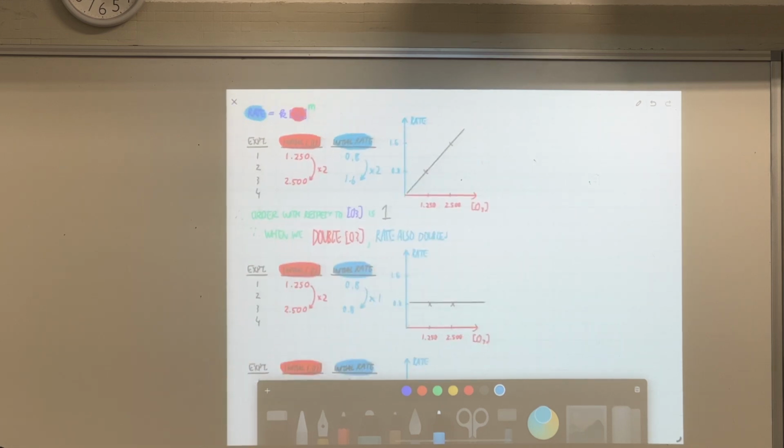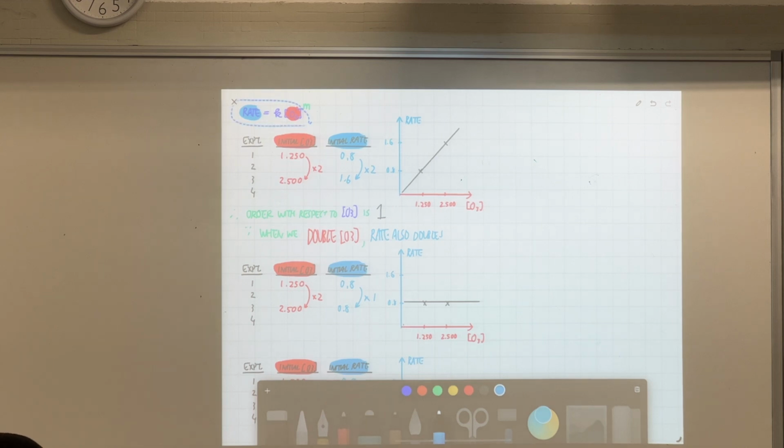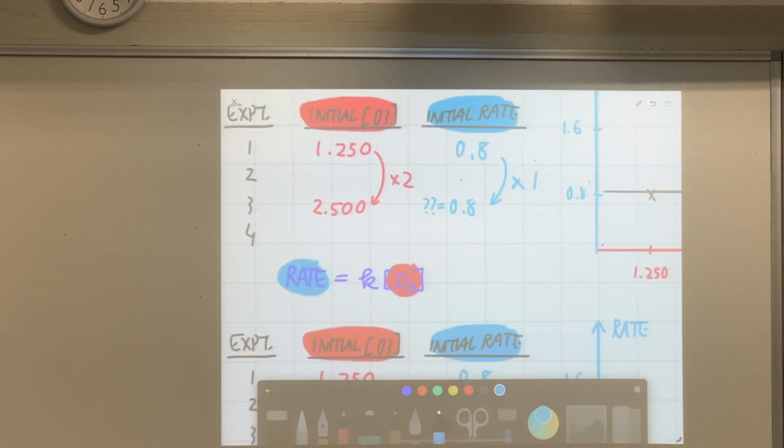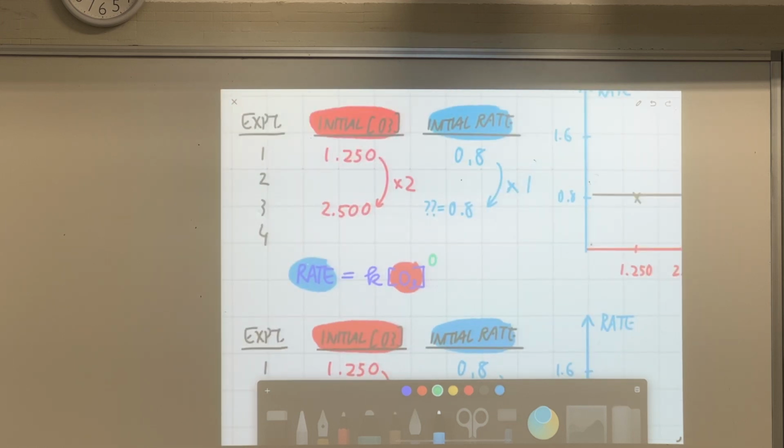Let's do some math. Maybe I'm not sure if you have math class already today, but let's do this. To really figure out what this number is, let's make it the unknown. So we want to know what this rate is, right? So if this is zero order, can you tell me, when you put 0.8 into here, when you put 2.5 into here, what would the rate become?